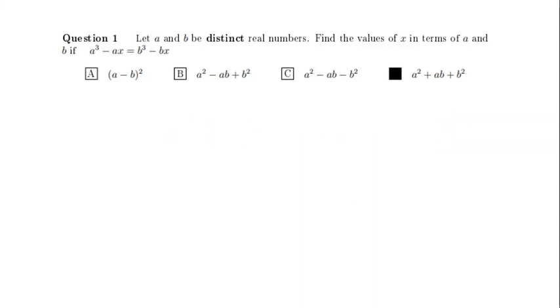Question 1. Let A and B be distinct real numbers. Find the value of x in terms of A and B if A cubed minus AX equals B cubed minus BX. So here is the equation. What you have to do is find this x. So here we'll isolate x.